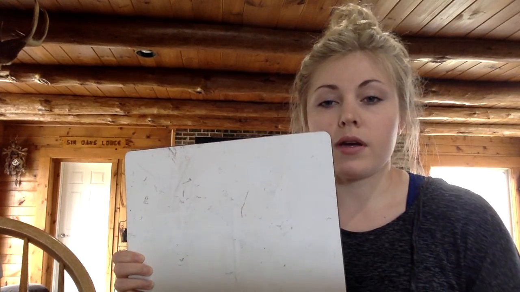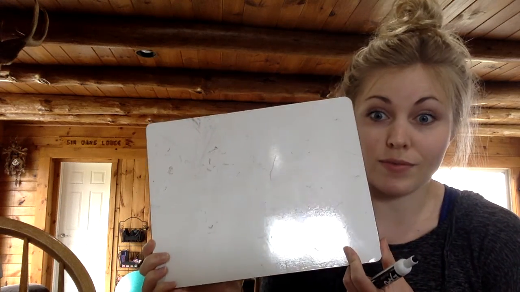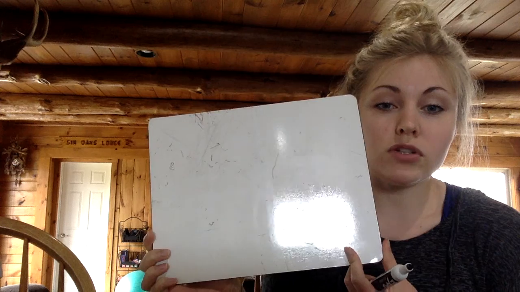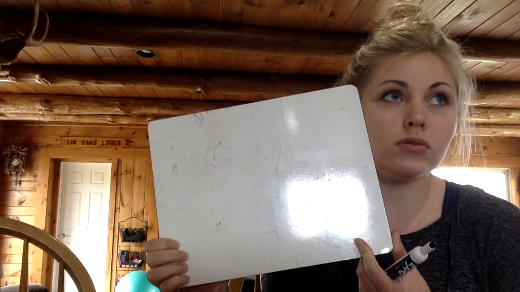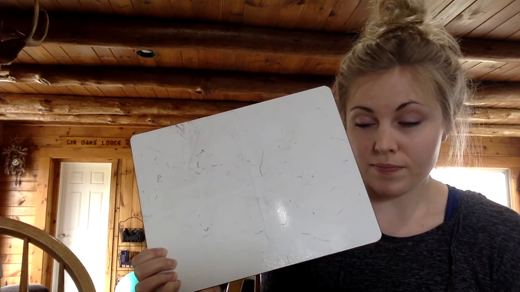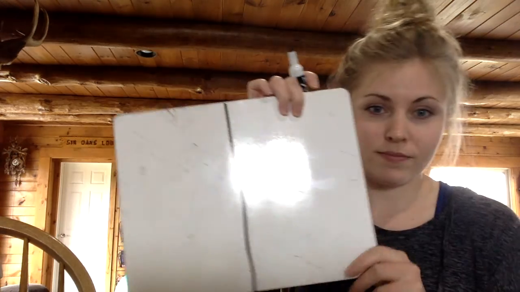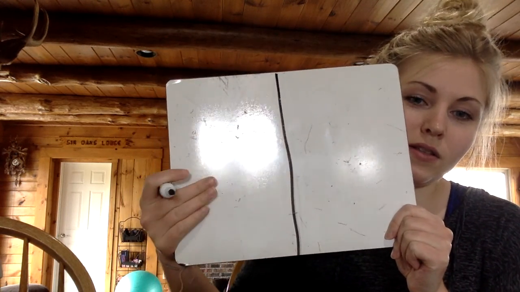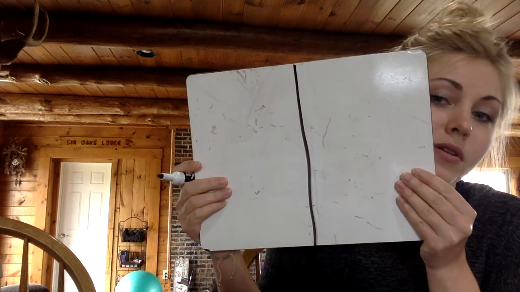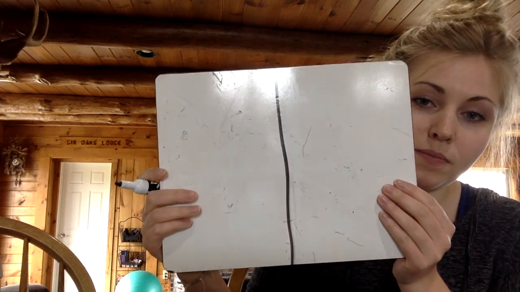So what I want you to do now is think about if you were going to share this whiteboard with someone and you needed to break it in half, how would you divide it into 2 equal parts? If you have your whiteboard, draw a line to show me. This is how I would divide mine. Okay, it looks the same on both sides. That's what's important when you divide something into equal parts.